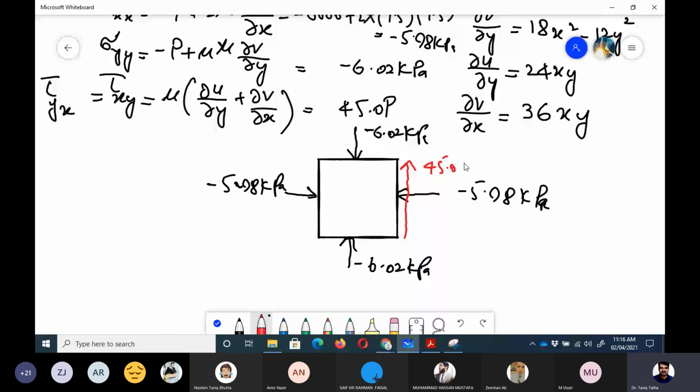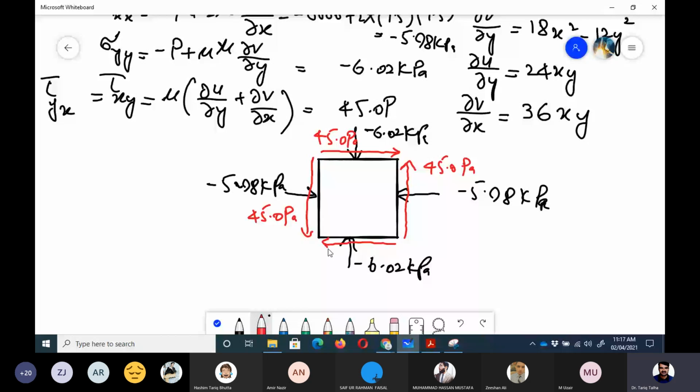So this is 45.0 Pascal, and on this plane, if we want to show it, it would be downward. Why is it downward? Because here the outward unit normal is negative. This is a positive value, so it should be downward, since negative times negative would be positive. Similarly, if we want to show tau yx on this plane, the direction would be this, because this is the outward unit normal in the positive y direction, and here x is also positive, so it would be 45.0 Pascal, and here it would be 45.0 Pascal in the negative direction.